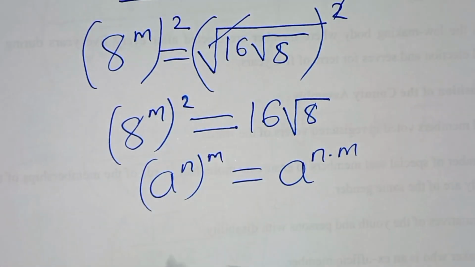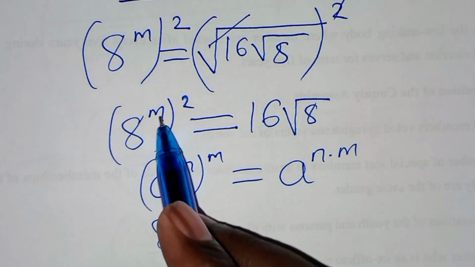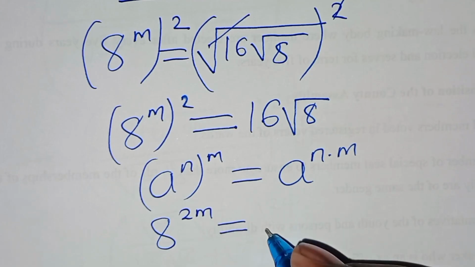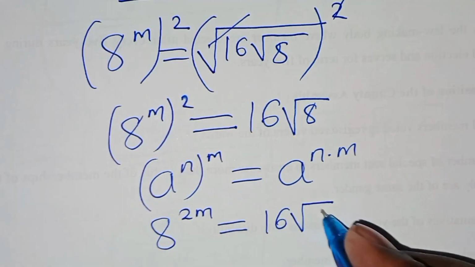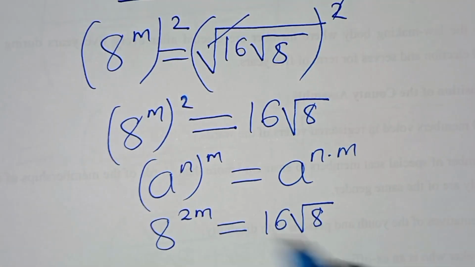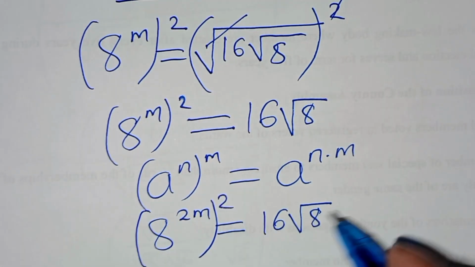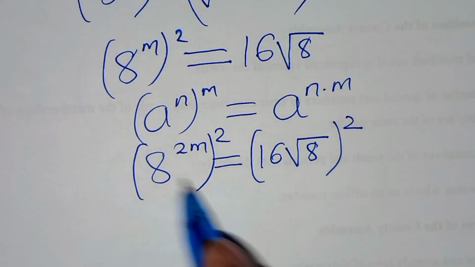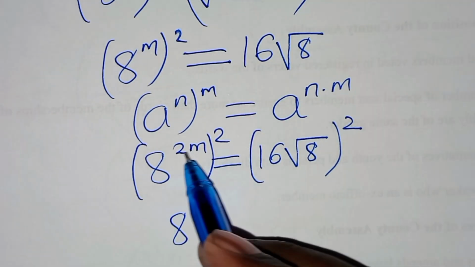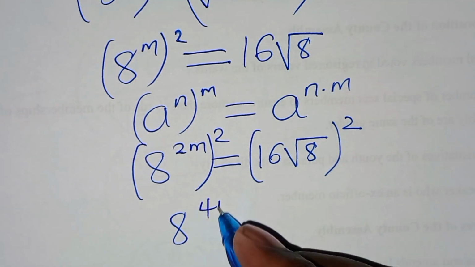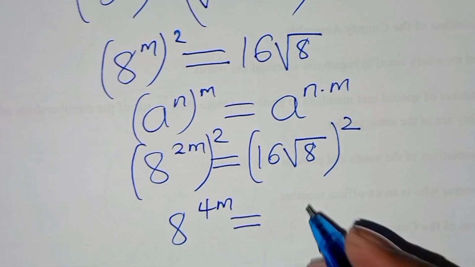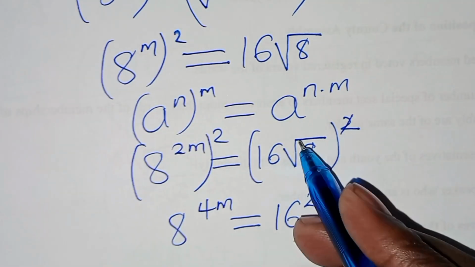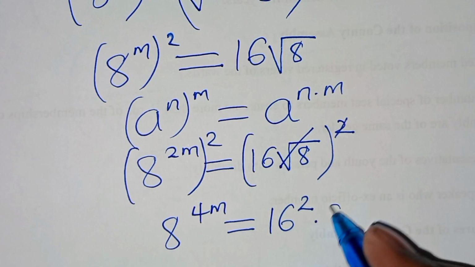Now this is equal to, we eliminate the first square root sign so that we'll have 16 multiplied by square root of 8. Now, given that 8 to the power n raised to power m can also be expressed as 8 to the power n times m, this implies here we have 8 to the power m times 2, which is 2m, and this is equal to 16 multiplied by square root of 8. So the second step here again is we square both sides again, so that now here we'll have 8 to the power 2m times 2, this is 4m, and this is equal to 16 raised to the power 2 times, now we eliminate the second square root sign, so times 8.